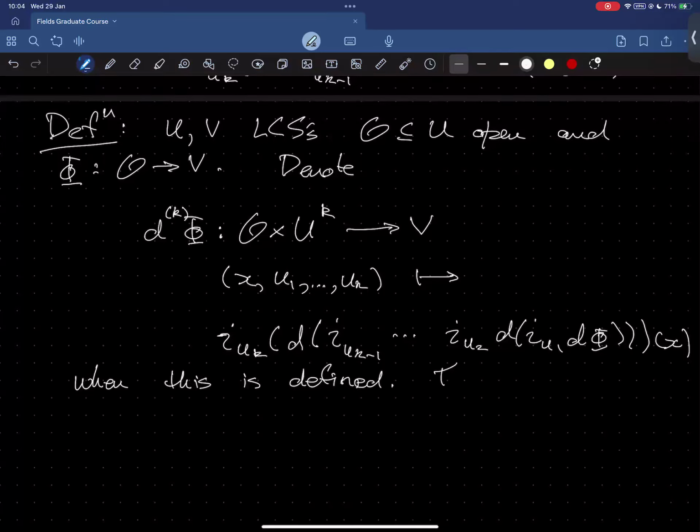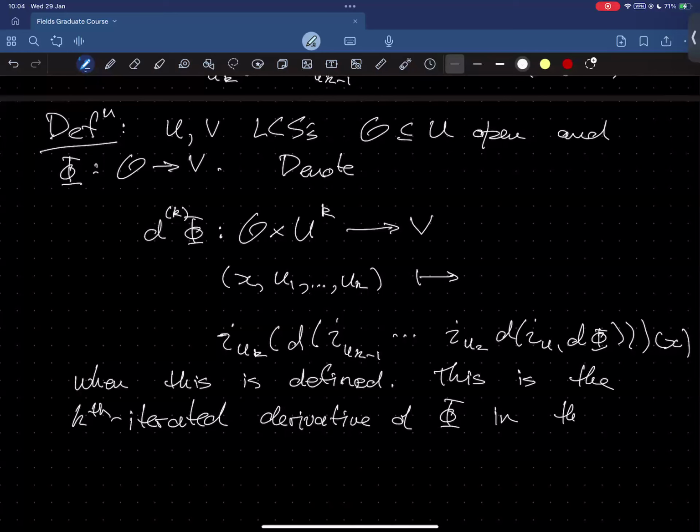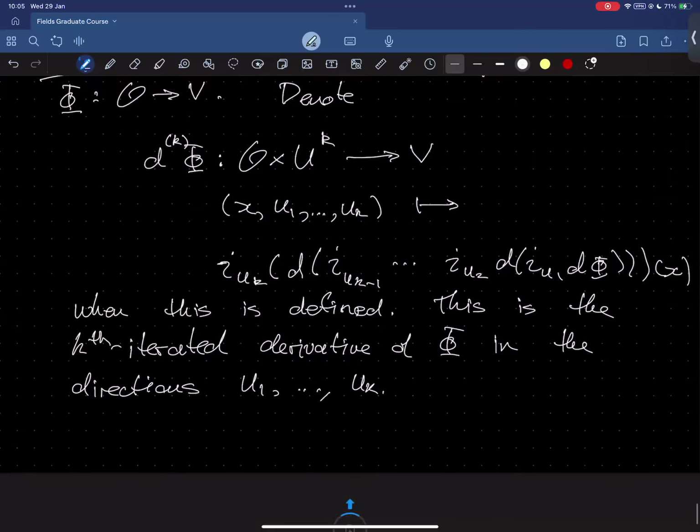So this is the kth iterated derivative, no, not partial derivative, sorry, the kth iterated derivative of phi in the directions u1 up to uk. We call these the iterated derivatives.